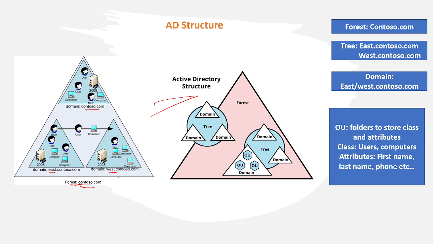And each forest will have its own folder structure. If you look at the right side, the forest is contoso.com. East and west are the domains. OU means folders to store the classes and attributes. Your username and your computer name can be stored within the folder. Classes means your users and computers. Attributes means your first name, last name, phone number, address, your manager name. All those things we call attributes. Hope this is clear now.